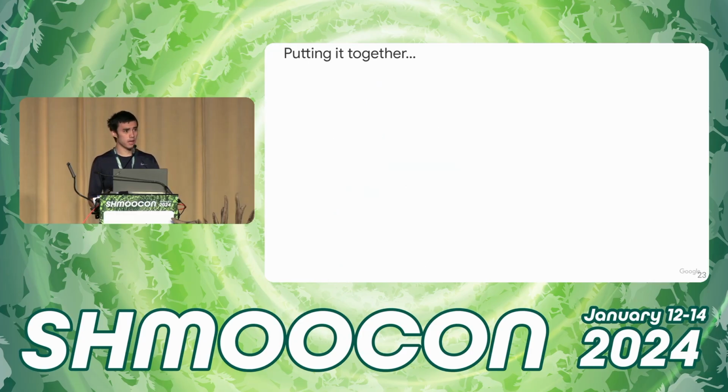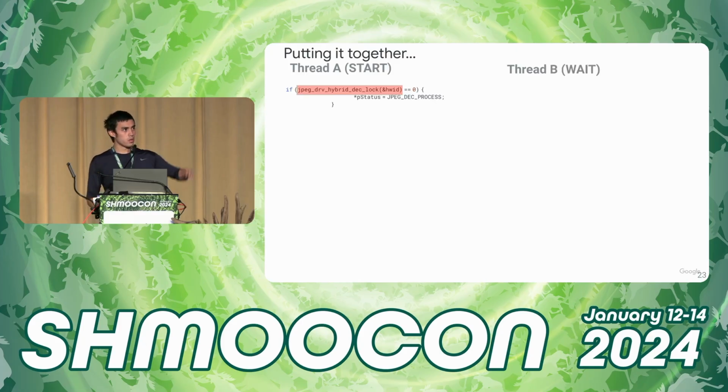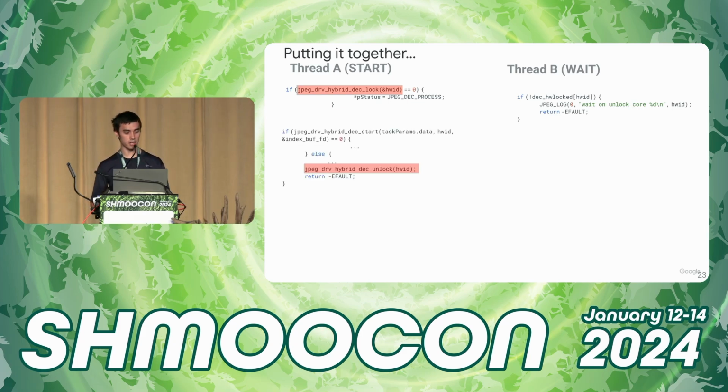So let's put it together. We're going to have two threads. One is running start. One of them is running wait. So the first guy who's running the start ioctl is just going to lock a core. Great. Thread B, which is running wait, is going to check to see if the core is locked, which it is, because I just locked it on thread A. Excellent. Now thread A is going to run JPEG DRV hybrid DEC start. And that's going to fail for whatever reason. And because of that, it's going to enter the unlock and is going to unlock the core.